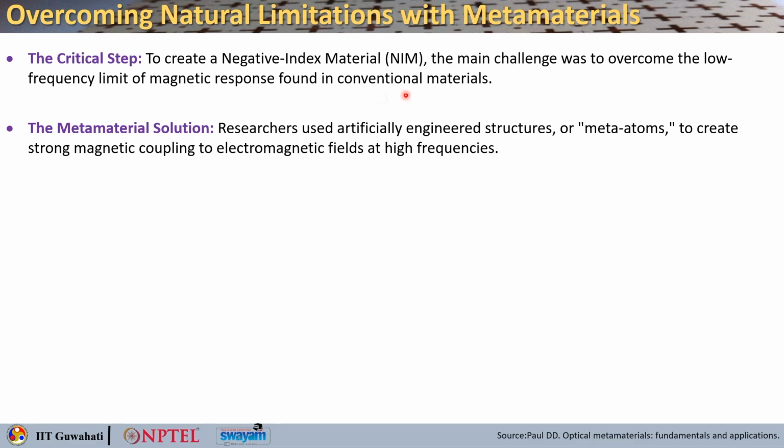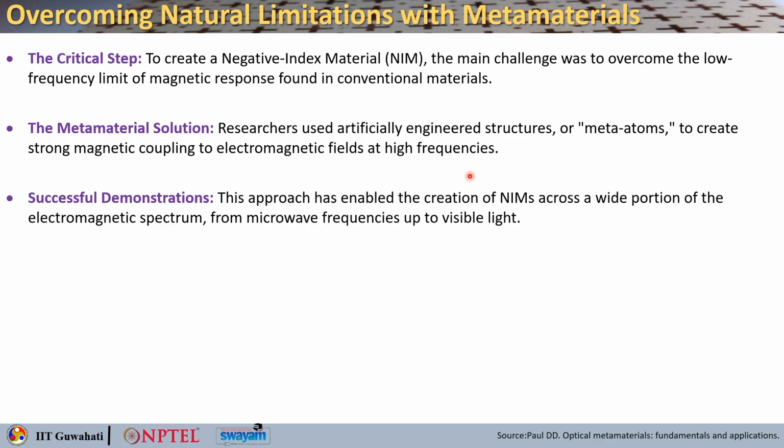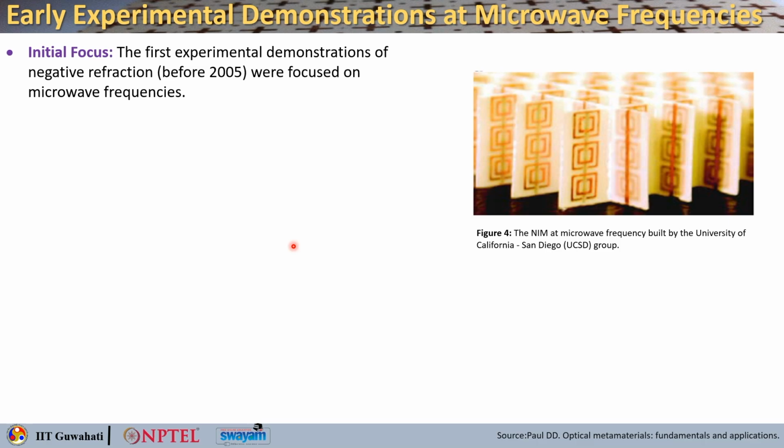Researchers use artificially engineered structures, whose unit cells are called meta atoms. Meta means artificial; we have already discussed this earlier. They can create strong magnetic coupling to electromagnetic fields at high frequencies. This approach has enabled the creation of negative index materials across a wide portion of the electromagnetic spectrum, ranging from microwave frequencies up to visible light.